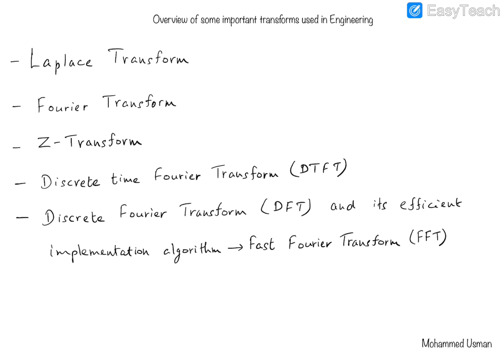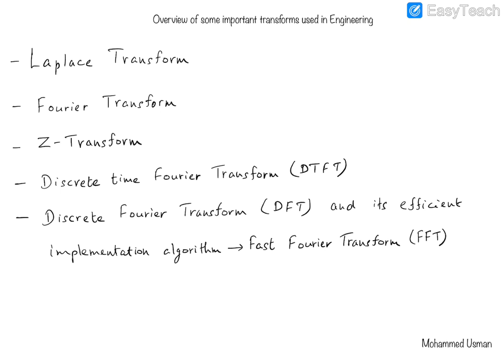Many of these transforms are linked with each other in the sense that some transforms are special cases of some other transform. So we will try to have a brief overview of all the different types of transforms that we most commonly use in electrical engineering and see what is the relationship between those transforms, so that we can have a clear understanding of how these transforms are related to each other and how they are applied to solve or simplify various problems in engineering.